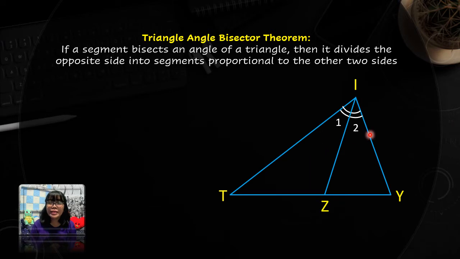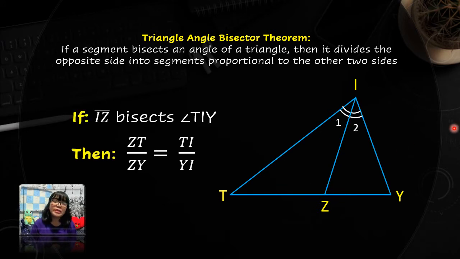Now let us have this illustration. We have here triangle TIY. Your triangle angle bisector theorem states that if, in this case, IZ bisects angle TIY, so this is your segment IZ and this is your angle TIY. These two here are the tick marks. This is to denote that these two angles, your angle 1 and angle 2, are congruent. So that means this IZ bisected angle TIY.